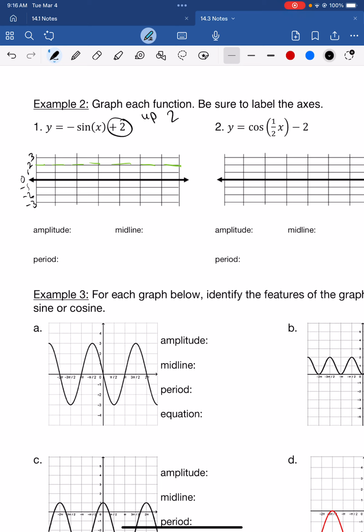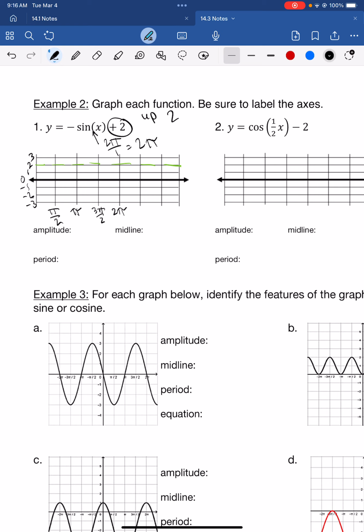This darker line is still 0. Our entire graph is just going to move, okay? So to get our period, we look in front here, we do 2 pi over our B value, and so your period is still just 2 pi. We put this here at the 4th line, so that makes this pi. This one's going to be 3 pi over 2, and then this one right here is pi over 2.